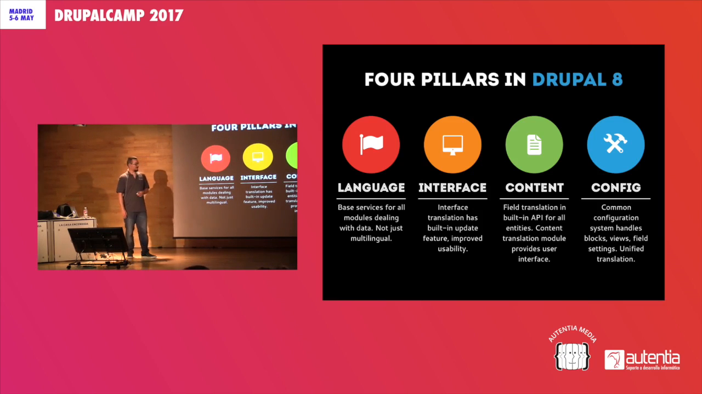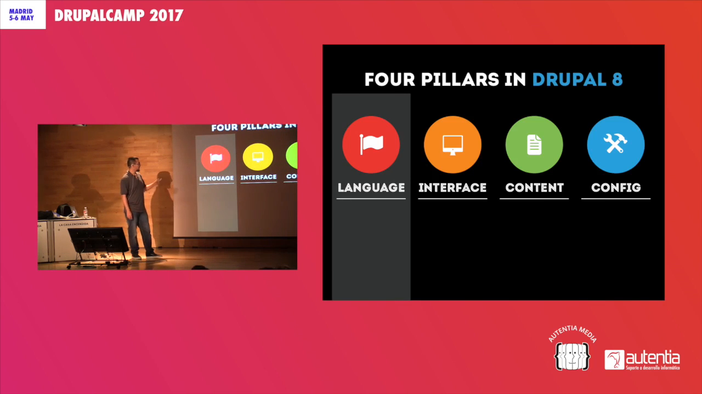And then we have the config translation module. The configuration management changed a lot in Drupal 8, and it's really powerful now. And from the beginning, we made sure that there was a way of translating your configuration. So you can translate your views, or you can translate your content types. You can translate everything on your system, and also your title, your site name, or your forms.